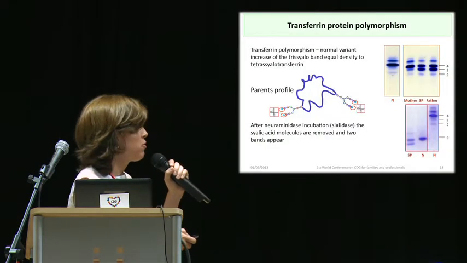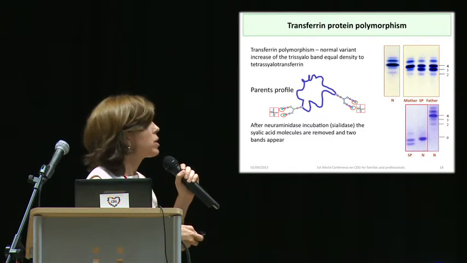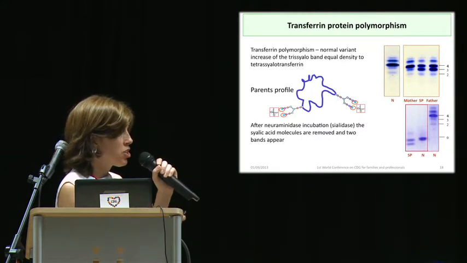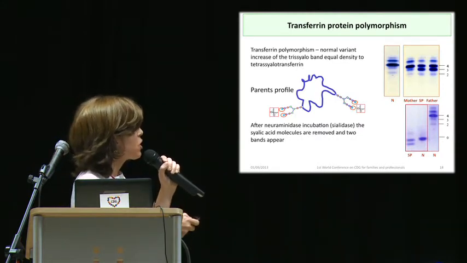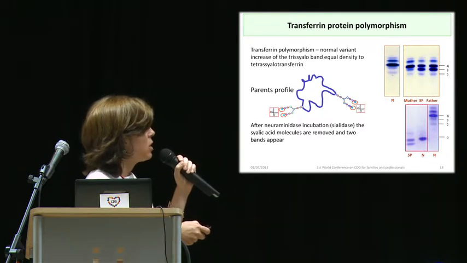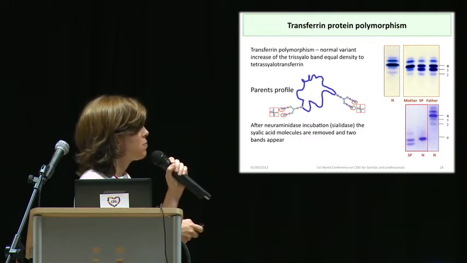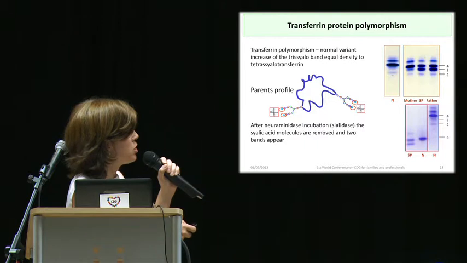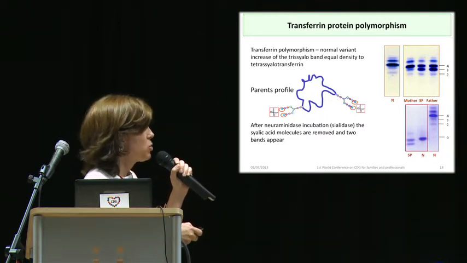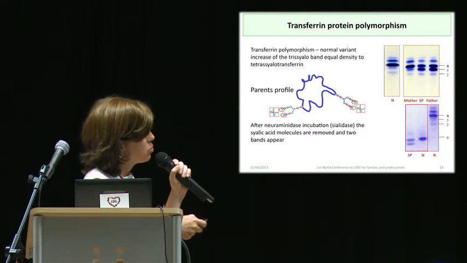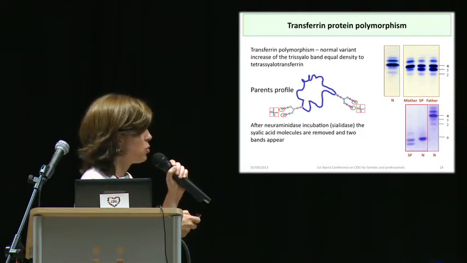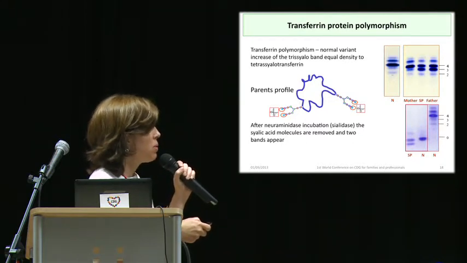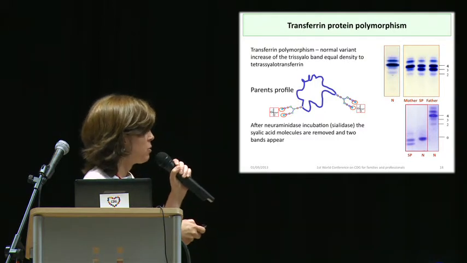There are also normal variants in transferrin, what we call polymorphism. Polymorphisms are due to normal variation in the protein. For example, we have a suspected patient, and we thought it could be a transferrin polymorphism, and we asked for the parents to collect samples to confirm that the pattern was due to transferrin polymorphism. As you can see, the father has a similar pattern as the suspected patient.